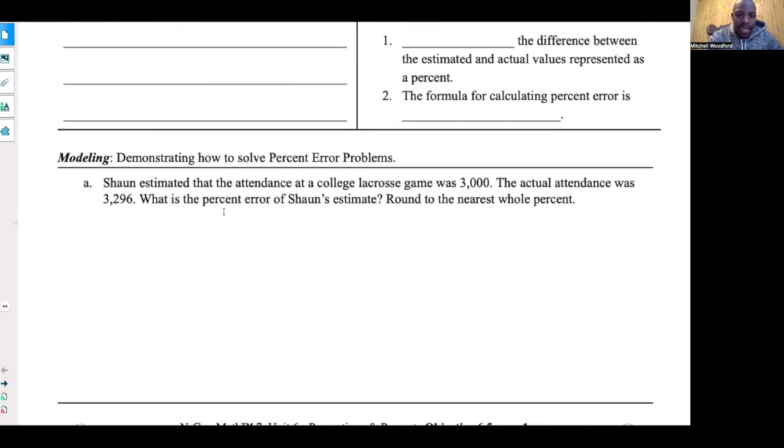Sean estimated that the attendance at a college lacrosse game was 3,000 people. The actual attendance was 3,296 people. What is the percent error of Sean's estimate?